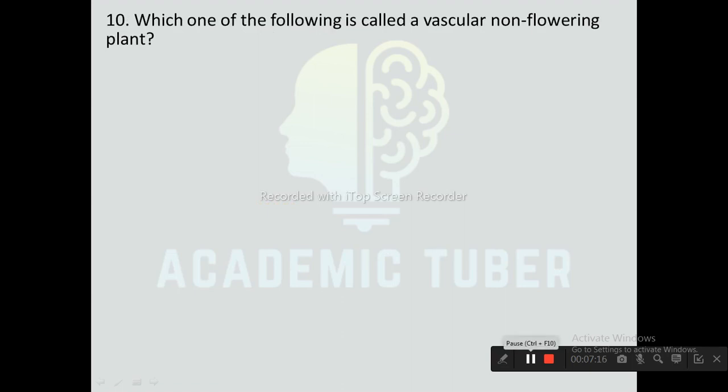Next one, which one of the following is called a vascular non-flowering plant? The options are Marchantia, Dipteris, Mango and Spirogyra. And the correct option is Dipteris. We know that Dipteris is a genus of fern, and ferns are vascular non-flowering plants. They reproduce by spores and do not produce flowers or seeds.